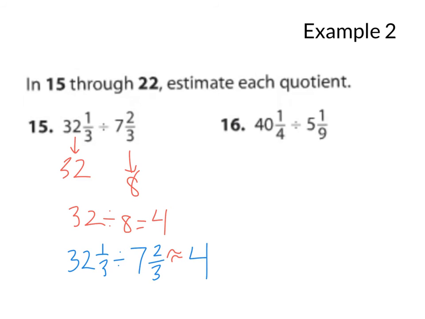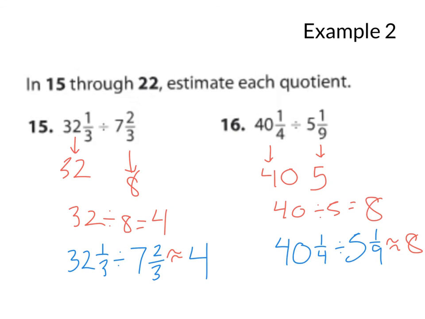Moving on to 16. I'm looking at this 1, and that's less than half of 9, so this stays at 5. What number close to 40 1/4 can be divided by 5? Well, I'm going to round that to 40. So our new problem is 40 divided by 5, and that equals 8. Let's rewrite our new problem. 40 1/4 split into groups of 5 1/9 is about equal to 8 groups. Moving on in 3, 2, 1.